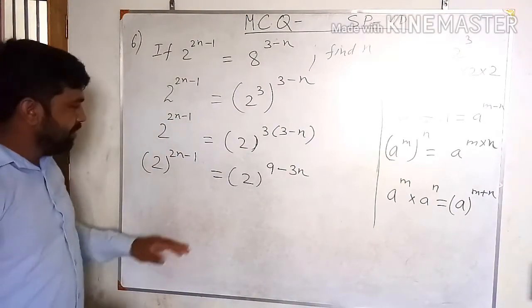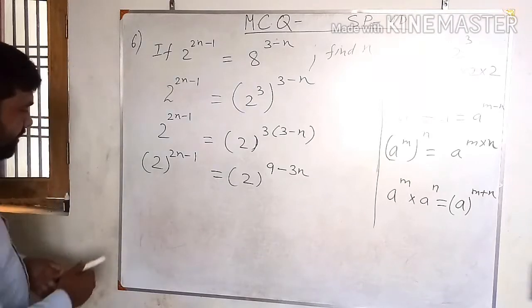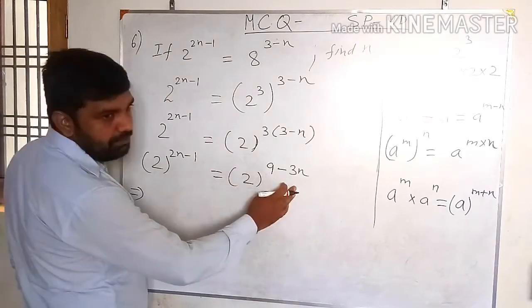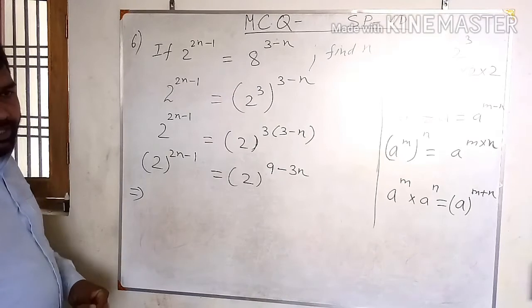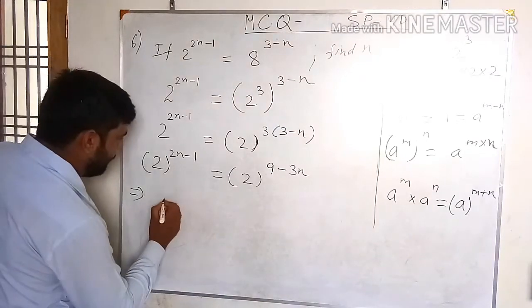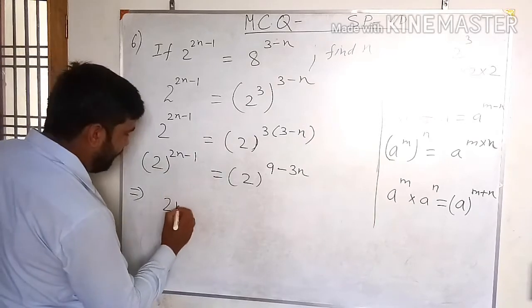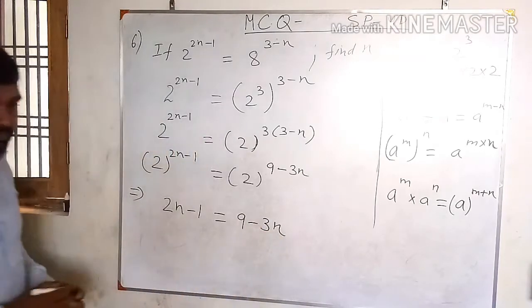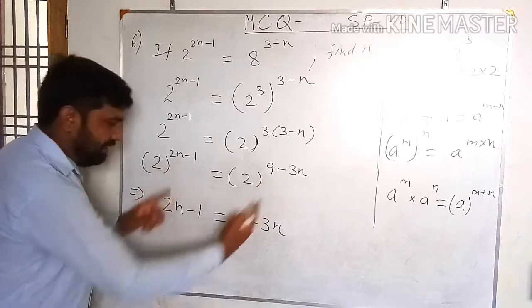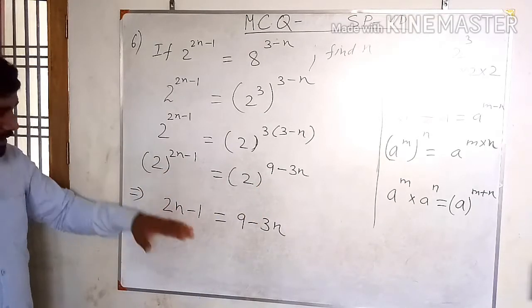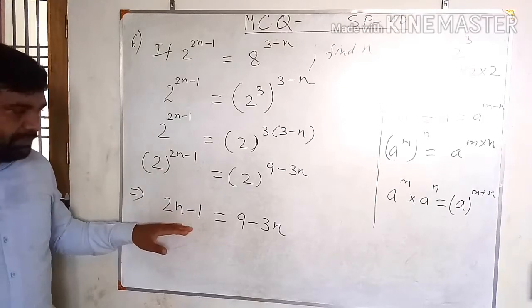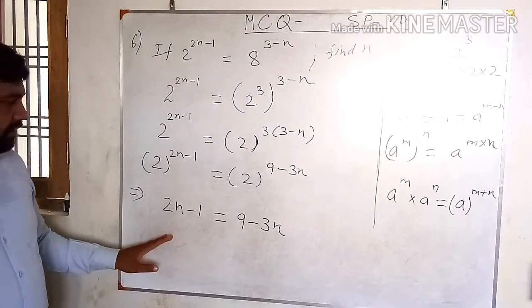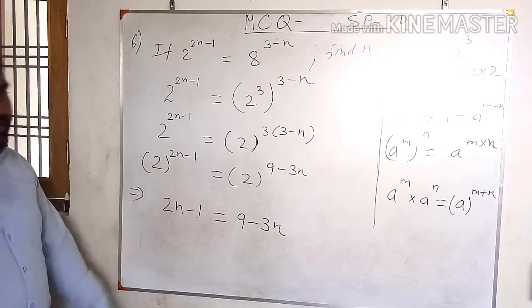Now in this exponential equation, both sides have the same base, so we compare. This implies that on comparing, if the bases are the same, their powers should also be the same. Then only the equation will hold true. So the power 2n minus 1 equals 9 minus 3n. Since the bases are the same, the powers must be the same. Otherwise it will be false.